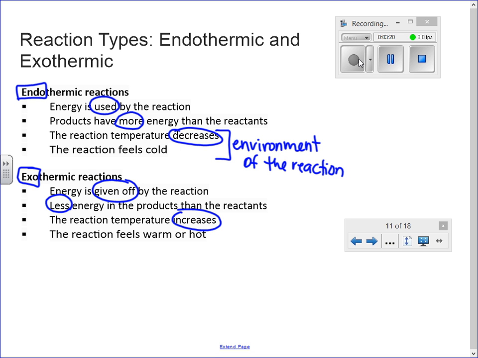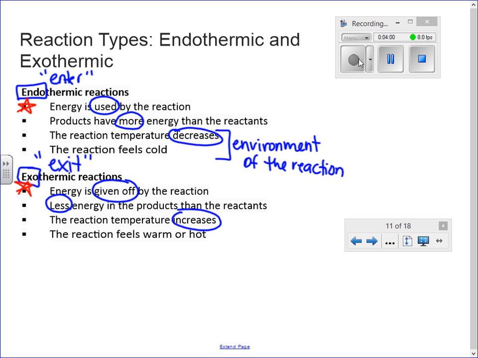What I do want to point out here, look at what the words are spelt like. Endothermic, maybe think about the word enter. Exothermic, maybe think about the word exit. Energy is entering or is exiting, and that's how you can use a little trick to remember what endo and exothermic mean. Now in terms of what we're talking about, it's this first point that would be like the definition of it. In an endothermic reaction, energy is used.